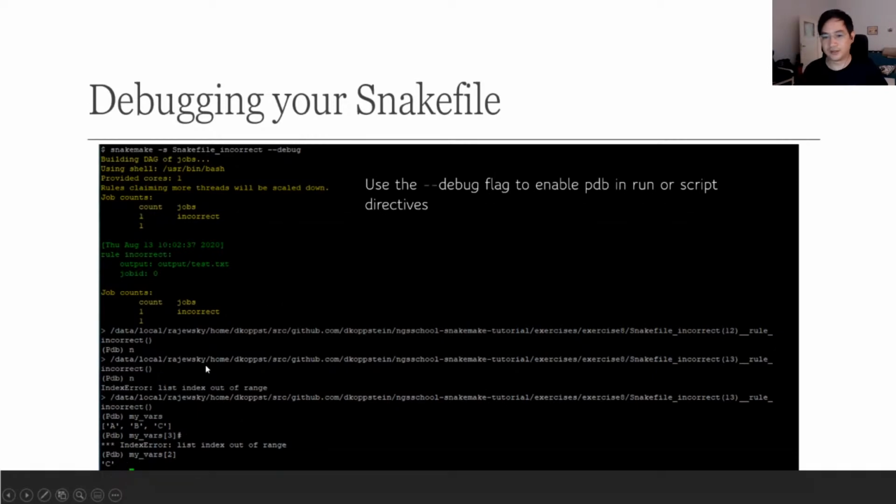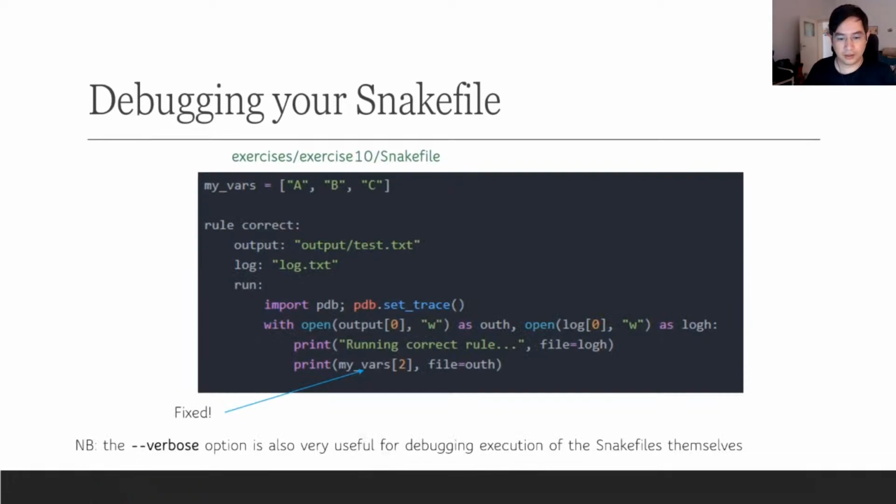So you can always use the Python debugger to examine variables within a snakefile, and this is quite useful. You can do it in the run block, or also in the Python script if you're using one. And so now we fixed it, and we're running the correct rule, and this is going to work fine.